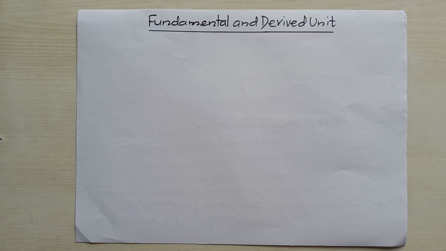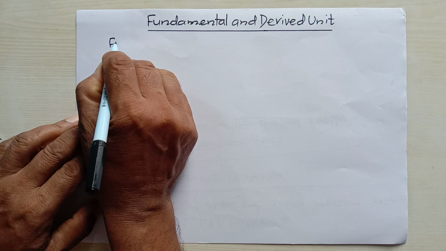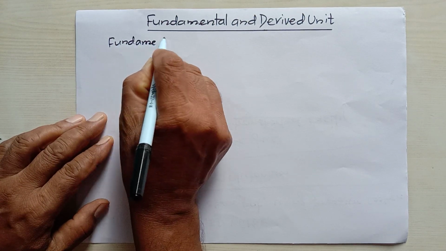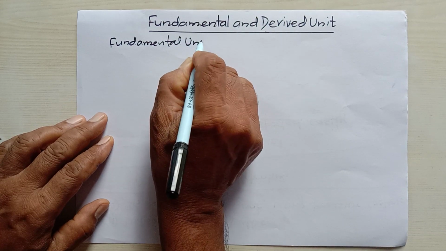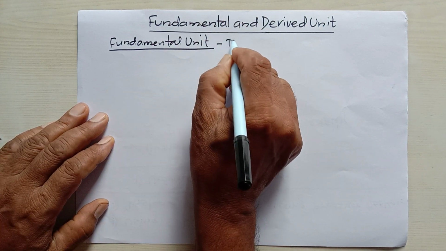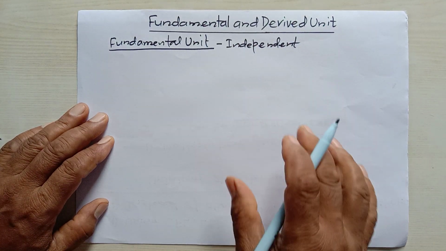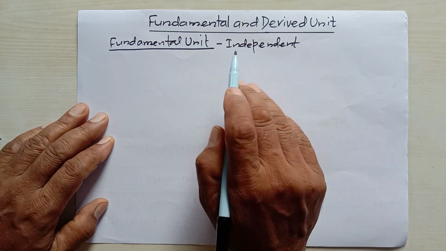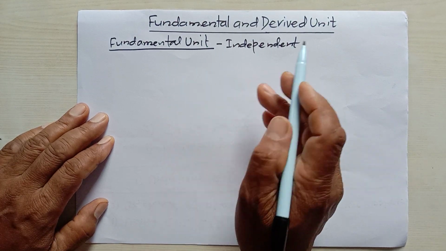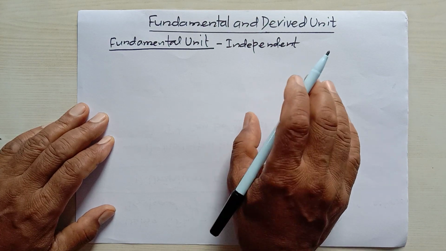Today I'm going to focus on fundamental unit and derived unit, which comes under the chapter measurement. What is exactly fundamental unit? Fundamental units means the units which are independent. Units which are independent of any other unit, but other units can be derived from them, are known as fundamental units. For example, we can say unit of length, mass, time, that is meter.